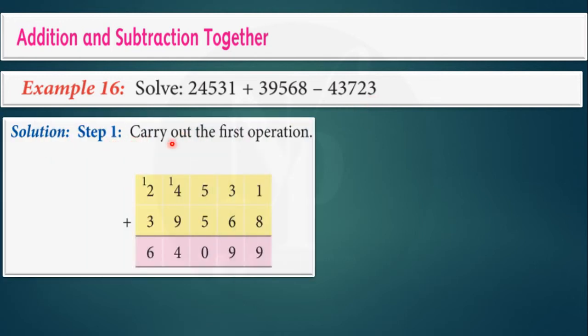Solution. Step number 1. Carry out the first operation. First operation is addition operation. So we have to carry out the addition operation first, that is adding first two numbers.